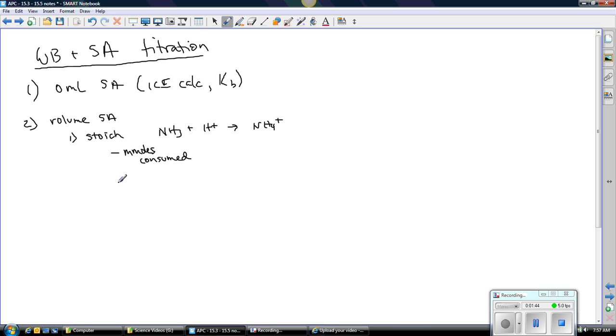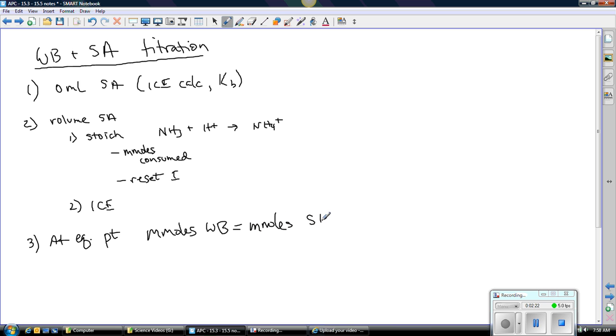Once we do that, we've reset our initial concentrations, and now we can go through our ICE calculation. Now the problem is, at what point do we stop doing this in this order? Well, that gets to the point when we are at the equivalence point. And when do we know we're at the equivalence point? Well, when the millimoles of the weak base are equal to the millimoles of the strong acid, we have reached that equivalence point.